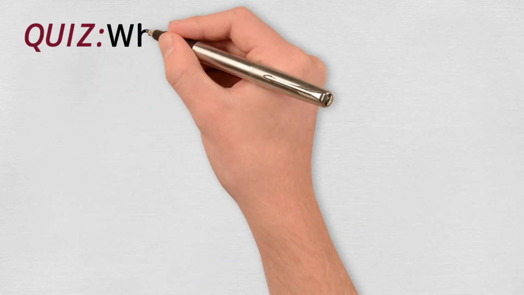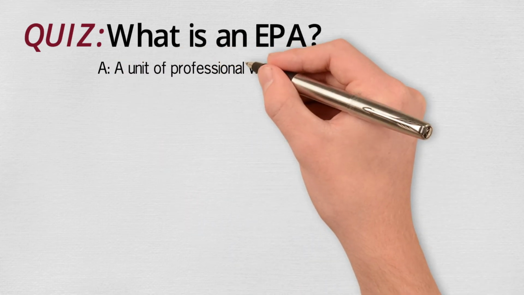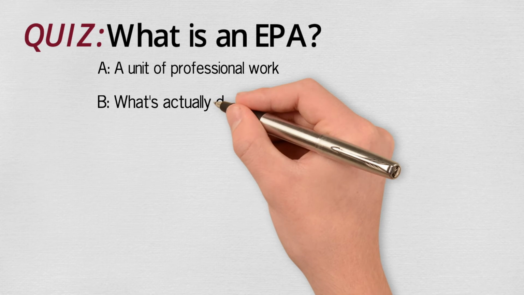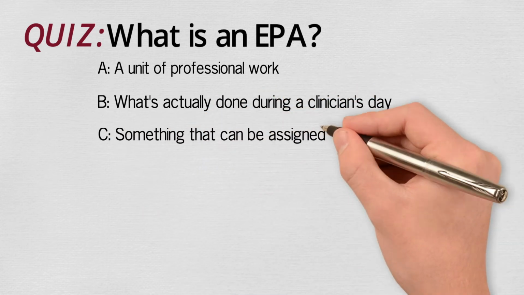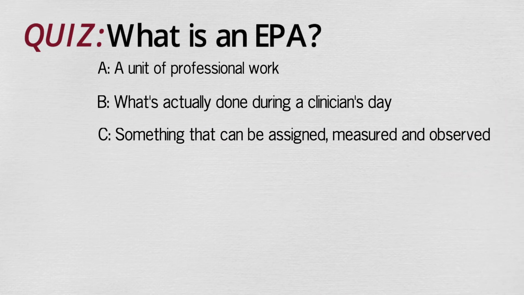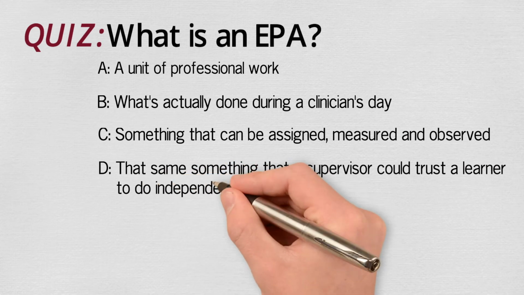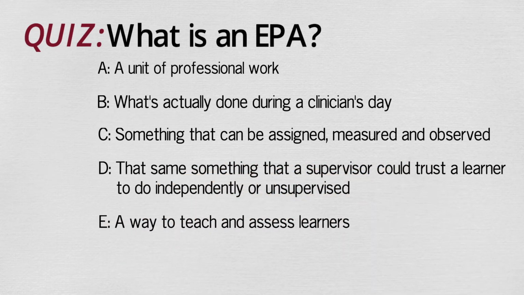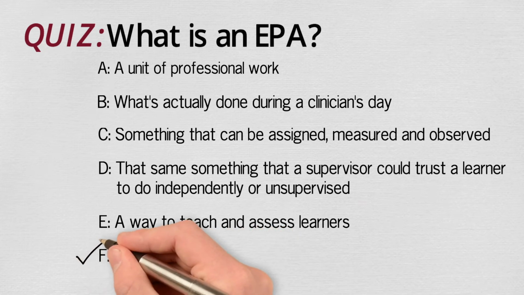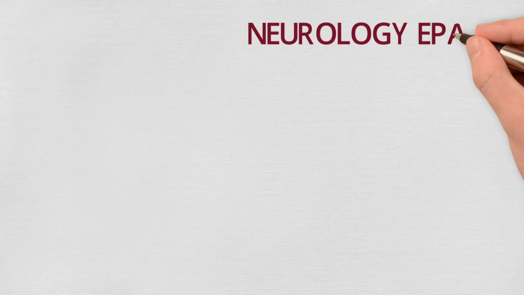Here's a multiple choice question. What is an EPA? A, a unit of professional work. B, what's actually done during the clinician's day. C, something that can be assigned, measured, and observed. D, that same something that a supervisor could trust the learner to do independently or unsupervised. E, a way to teach and assess learners. Or F, all of the above. It's no surprise that each of these describes an EPA. Let's review some concrete examples.